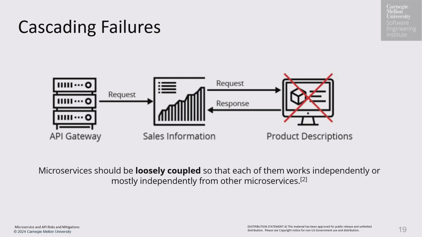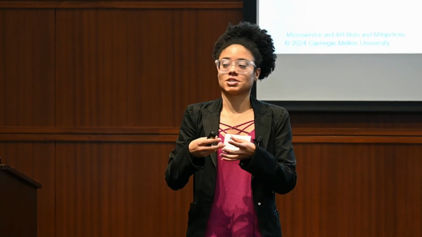Next, we have cascading failures. So one of the core purposes of microservices is the flexibility they provide. And that flexibility comes with the level of independence of the microservices in your network. But if they are too closely aligned with each other, then you can get something called cascading failures, which is when one of your microservices that is connected to another one that's potentially connected to another one goes down, and then they all go down, and you're going to have issues within the functionality of your microservices.